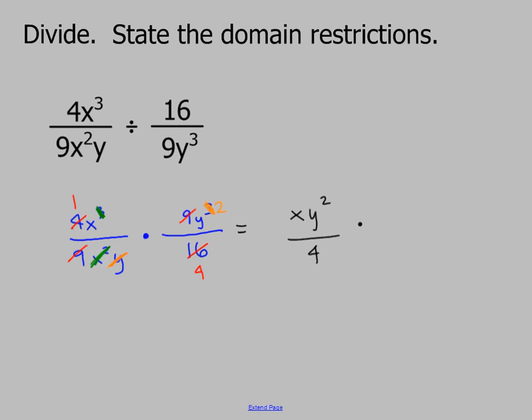Here's the part that gets a little bit tricky, doing the domain restrictions. The domain restrictions are going to come from anything that was ever in the denominator. So that's always going to be this and this, because they were in the denominator to start the problem. And then when I multiplied by the reciprocal, this numerator became a denominator. So we are always looking at these 3 spots for our domain restrictions. So in this example, that means that x and y can both not be 0. So x cannot be 0, y cannot be 0.